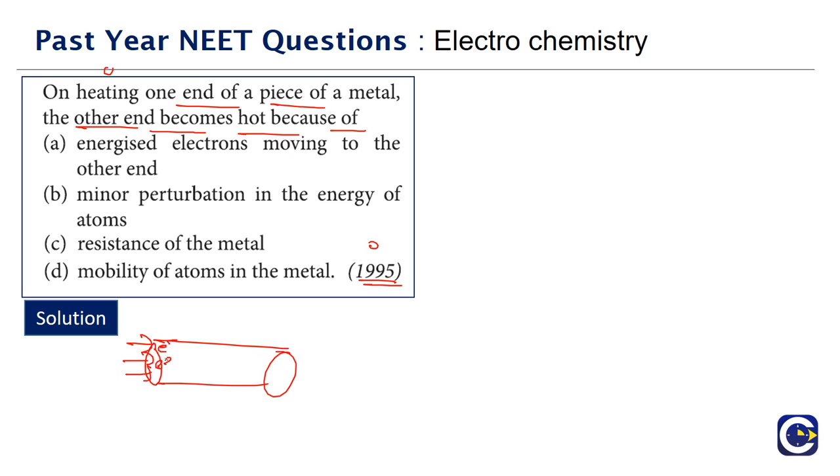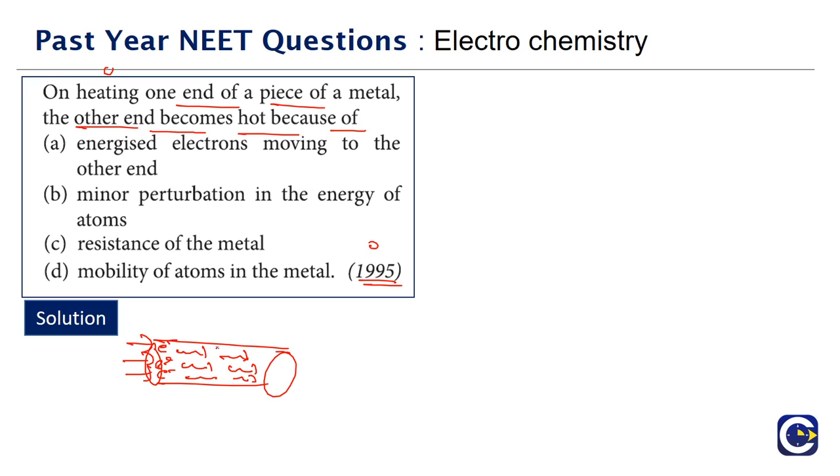What happens is that the electrons on the side where we are heating get the energy, and these energized electrons start moving. So the availability of free electrons is critical for good thermal conductivity also. Metals, while they are good conductors of electricity in the solid state, are also good conductors of heat. Why? Because they have mobile electrons.